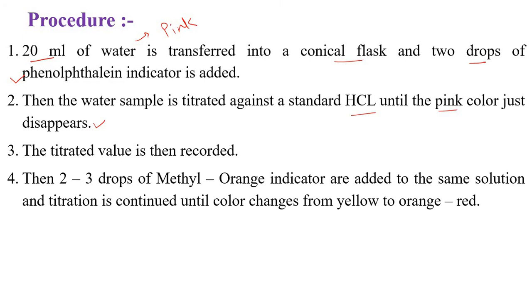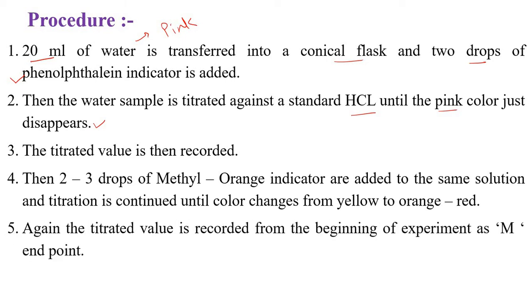Then 2 to 3 drops of methyl orange indicator are added to the same solution, which is placed in a conical flask. The color of the solution becomes yellow. Again you have to titrate the solution with HCl from the burette, and the color of the solution changes from yellow to orange or orange red. Then you have to stop the titration and record the reading as M endpoint.